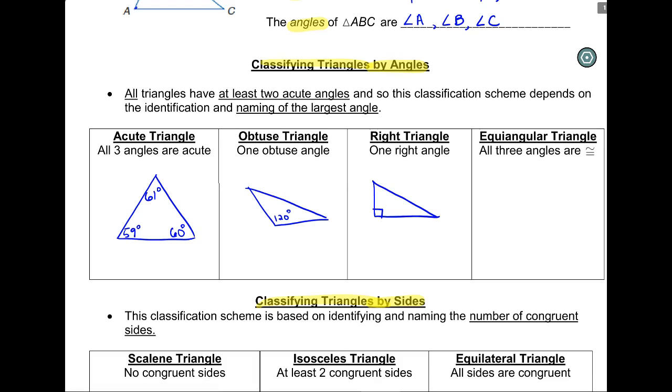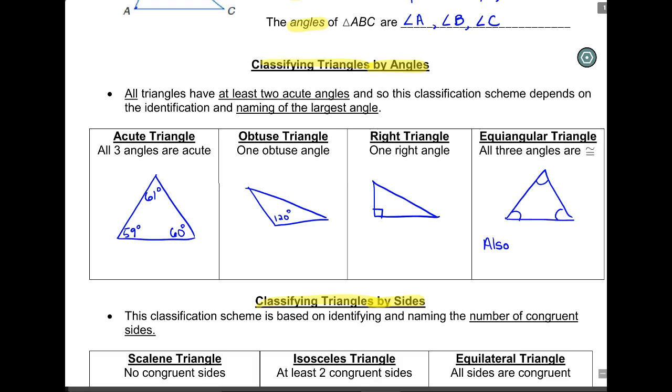And now this is one we've talked about before, equiangular. This is when all three angles are congruent. So we would label that with the three arcs there. Notice this one is also acute. It depends on how specific you want to be, but this equiangular triangle is also considered under the category of acute. Does that make sense?